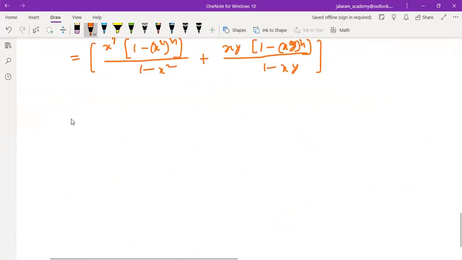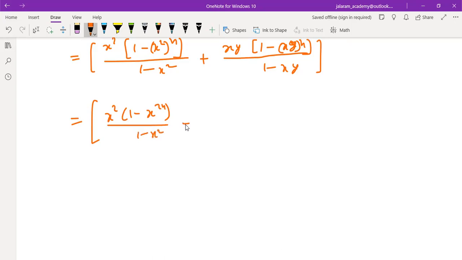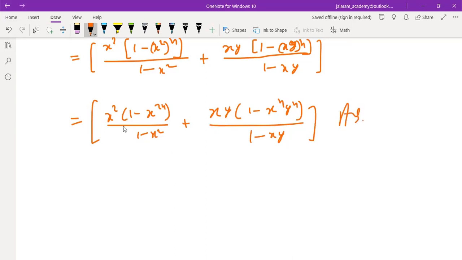Or you can write one more line. x square into 1 minus x to the power 2n over 1 minus x square plus xy into 1 minus x to the power n y to the power n over 1 minus xy, which is the answer.